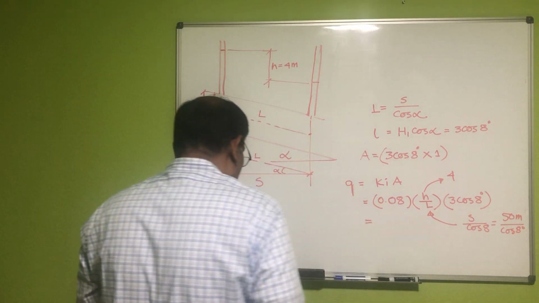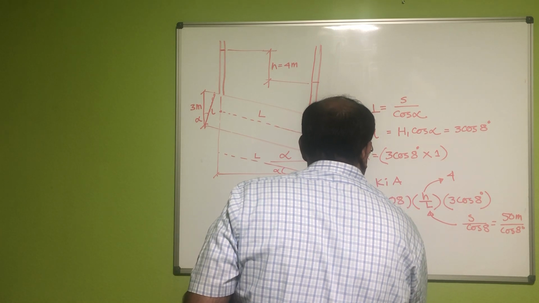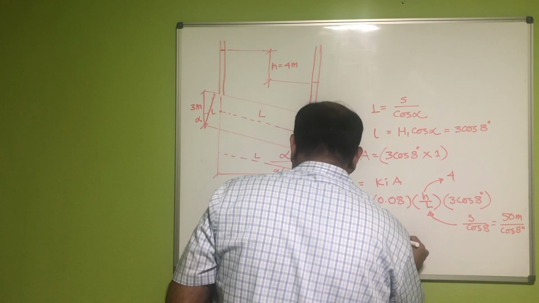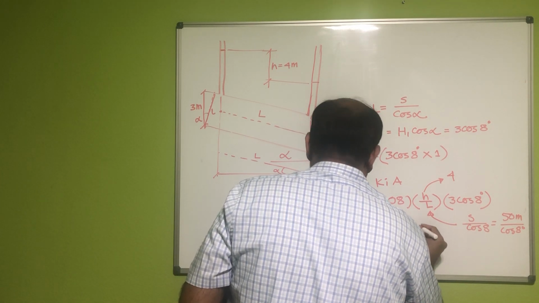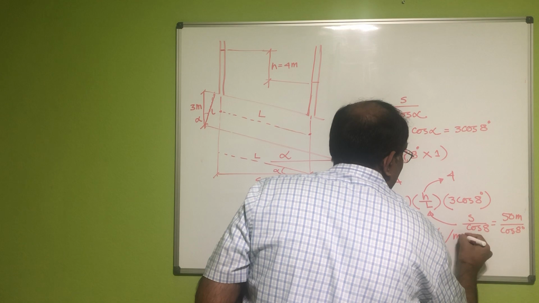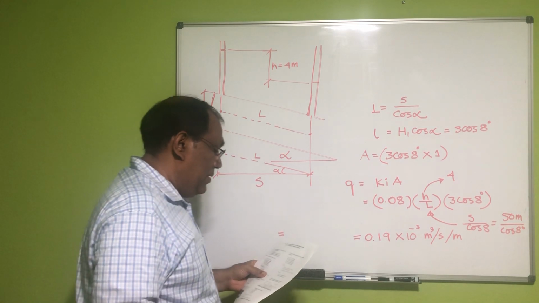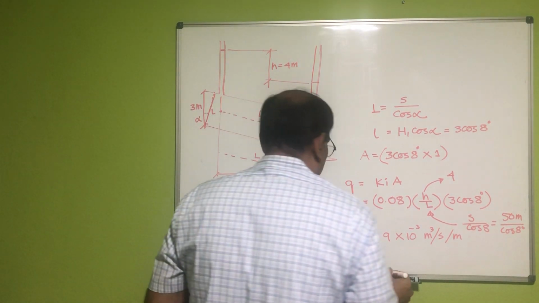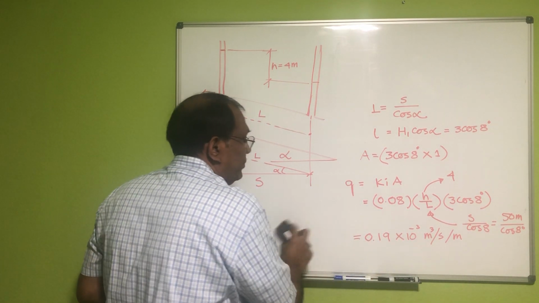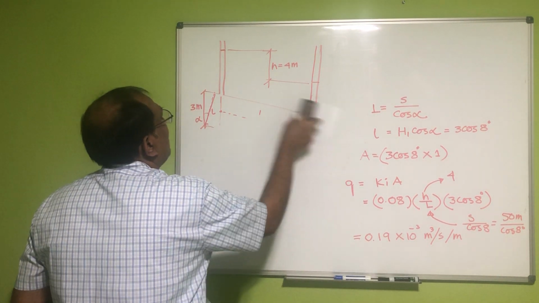So if you plug that value here, then you get 0.19 times 10 to the power minus 3 meter cube per second per meter length of this way. Okay, so basically your answer is B. Your answer is B here. Okay, now let's move forward to problem number 3.